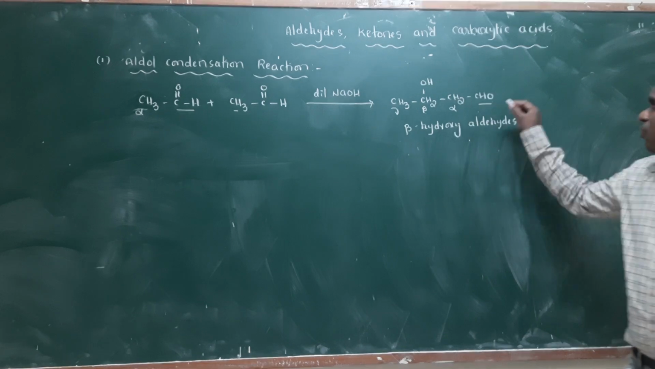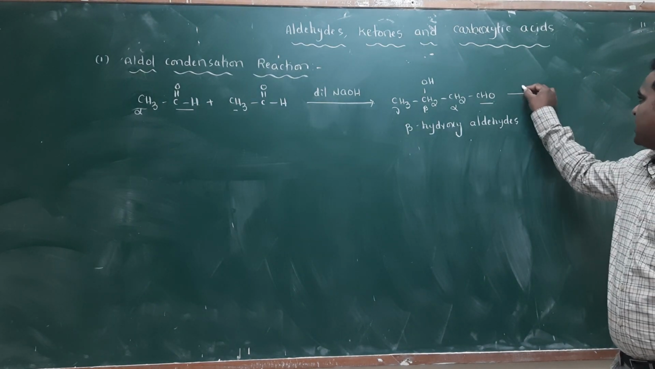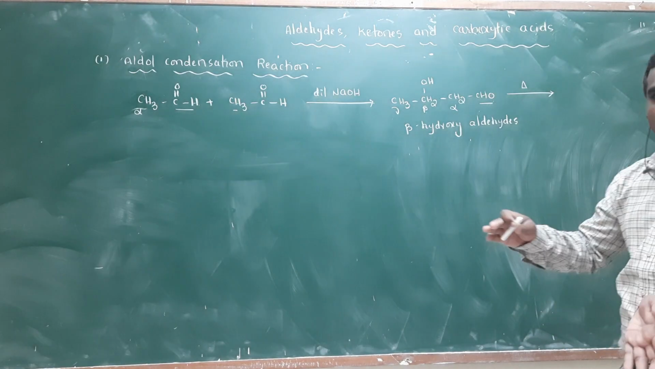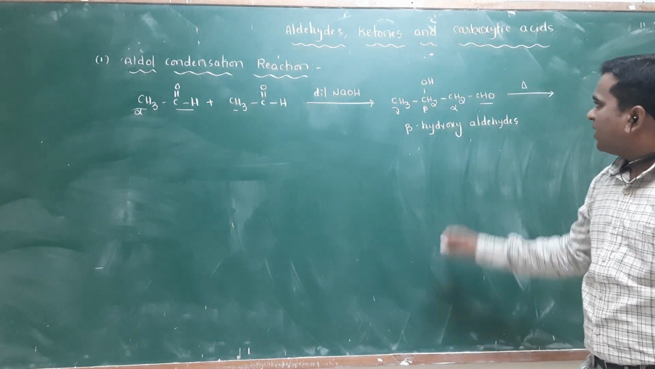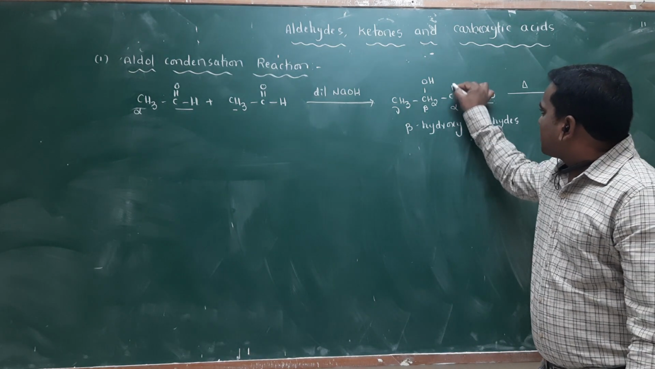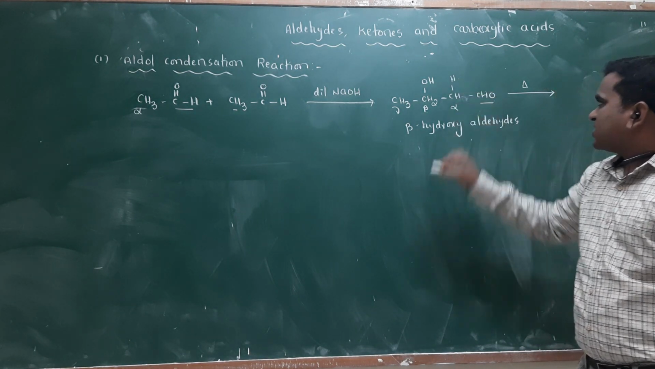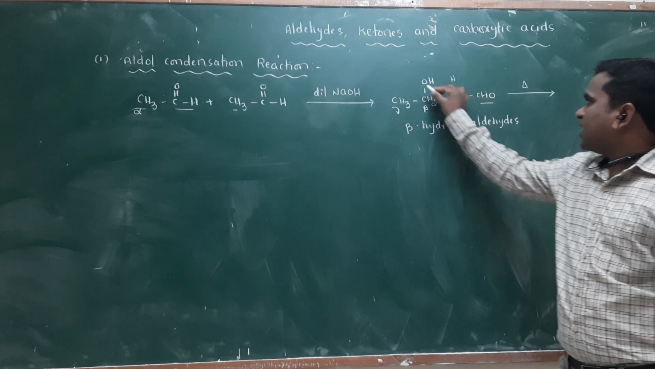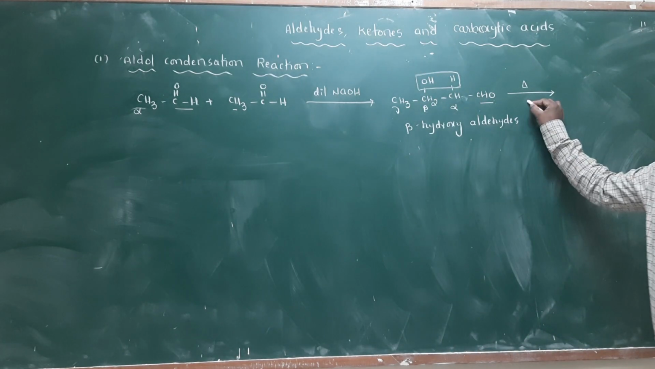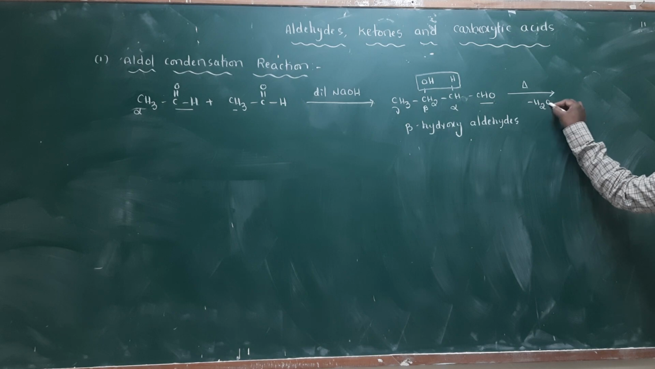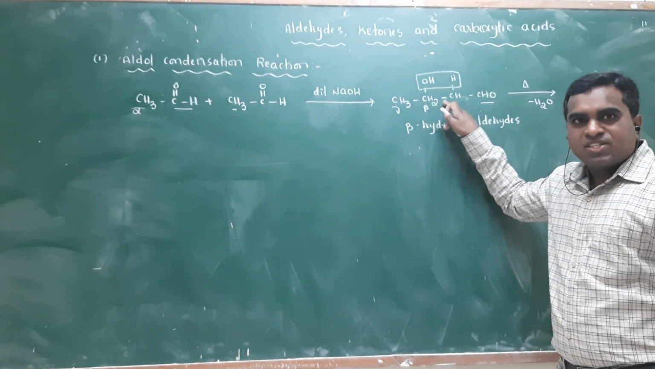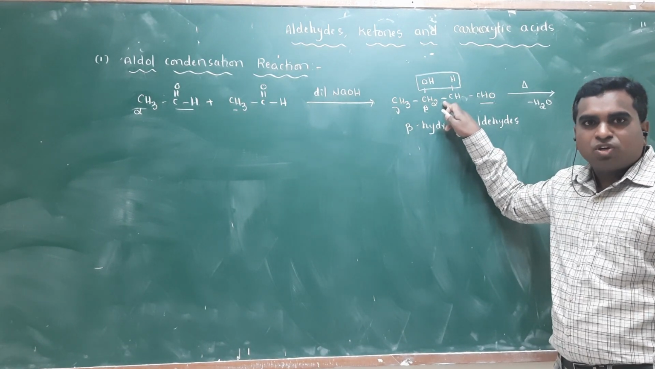And followed by heating. If you heat this one, the condensation reaction takes place, meaning removal of a small molecule like water. And this alpha hydrogen is very acidic. So that's why we write here CH2 as CH. Then you heat, and a water molecule is removed. Now an elimination reaction takes place and the single bond is converted into a double bond.